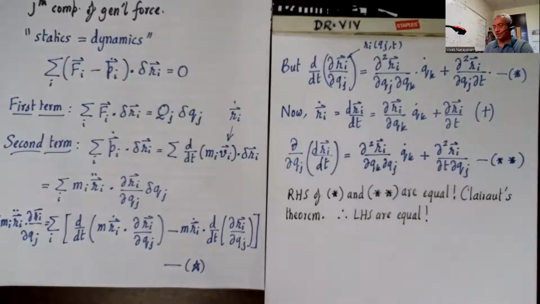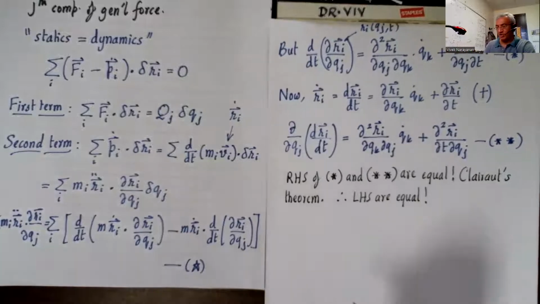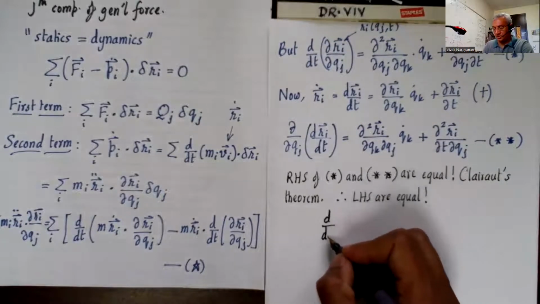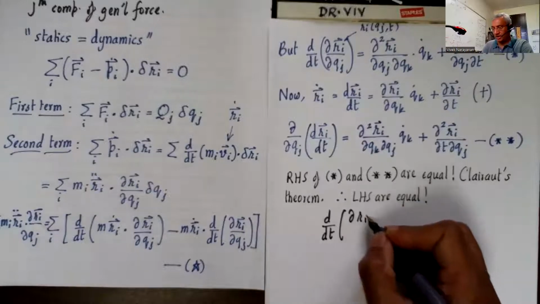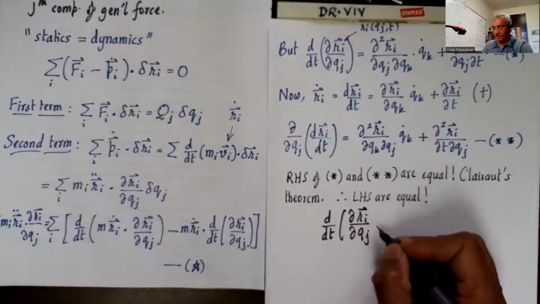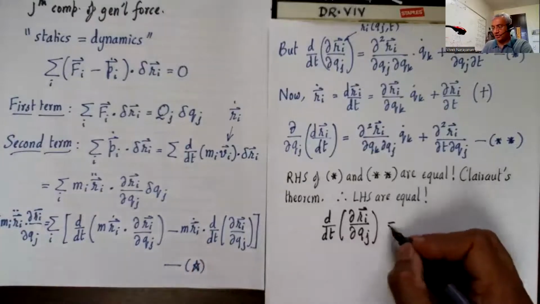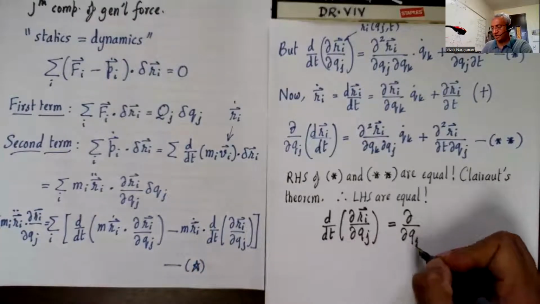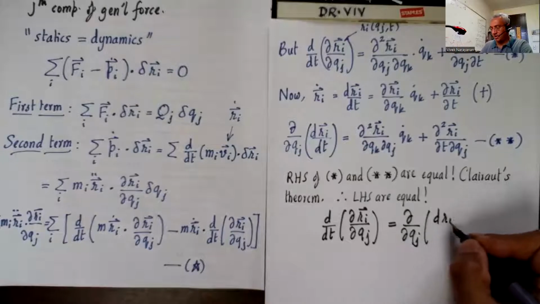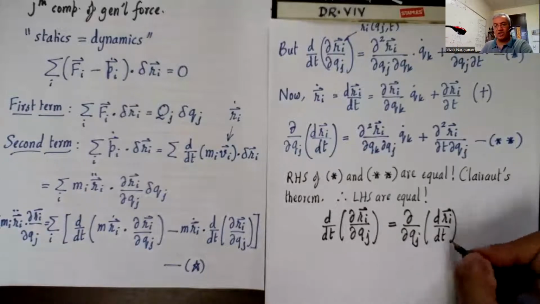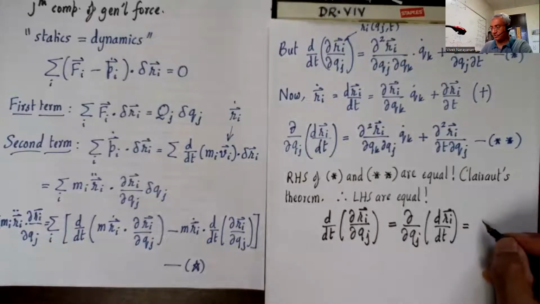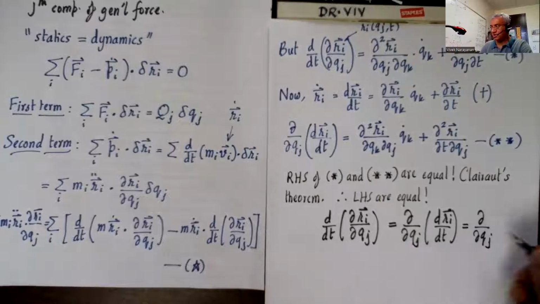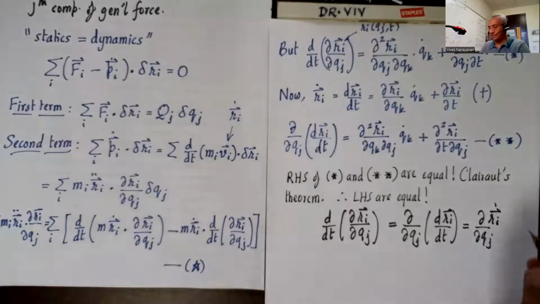We have arrived at an important moment, and that is this: d by dt of del Ri by del Qj, this term here, can be written as del by del Qj of dRi by dt. But dRi by dt is just Ri dot. So this can be written as del by del Qj of Ri dot. So let's just keep that there.